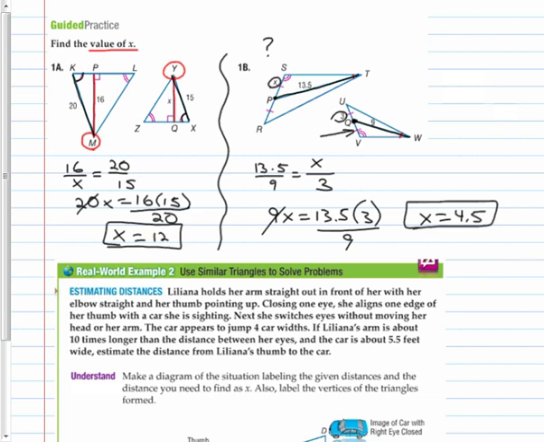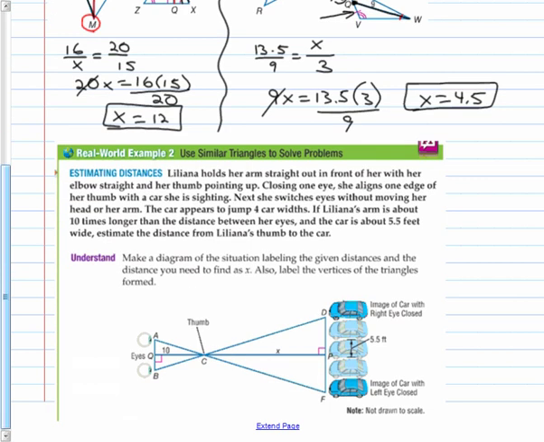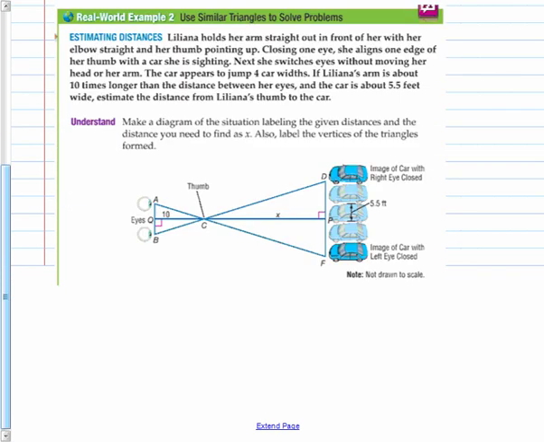Your goal is to be faster than whoever said it before you. All right, let's try this one. We're going to use something called parallax. Does your book use that word? Oh, when you take physics, you'll learn that word.